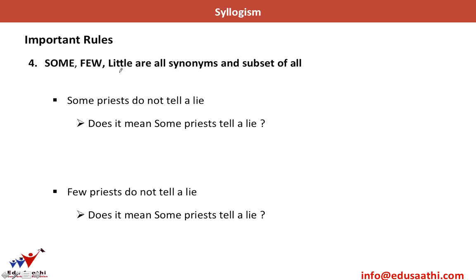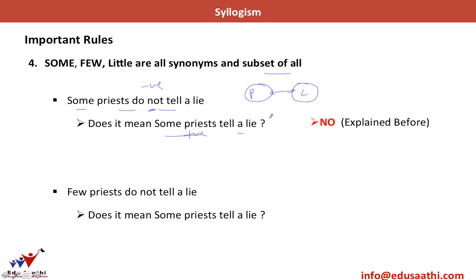The fourth rule: some, few, little are all synonyms and a subset of all. For example, if I say some priests do not tell a lie, does it mean that some priests tell a lie? No. Why no? Because this is a negative statement and this is a positive conclusion. Negative in the sense, don't go by qualities, but I have a not word here and I do not have a not word there. So some priests do not tell a lie. The diagram may also be like this: these are priests and this is lie. So it might be that all priests do not tell a lie.